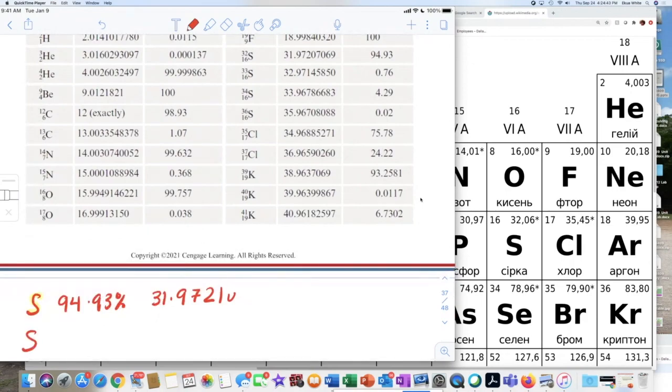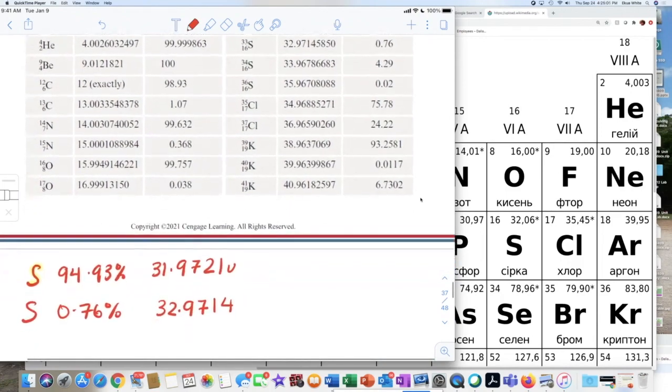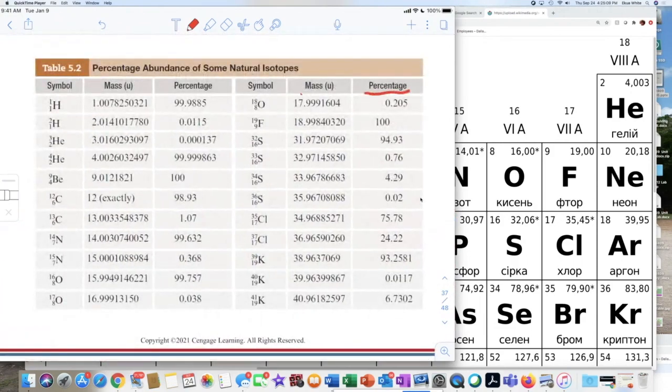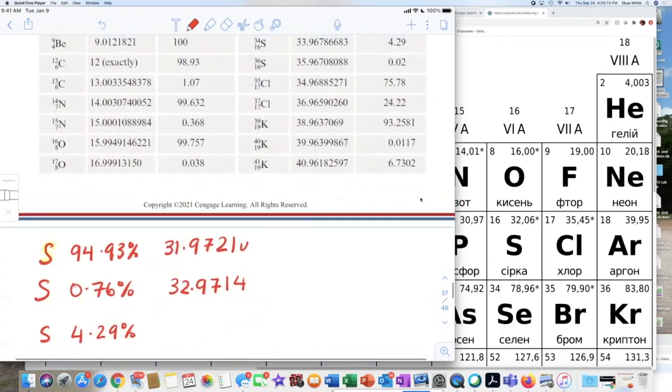I have my second isotope. That is 0.76%, and this number is 32.9714. My third sulfur is right here: 4.29%. It's written up here, percentage, and this is mass. So I'm going by that just in case you're wondering. This one is 33.9679. I'm copying this number, by the way.